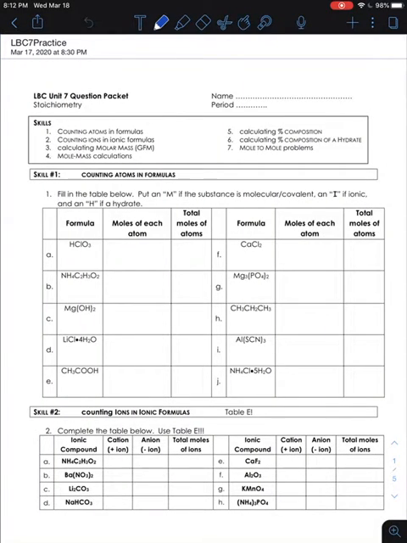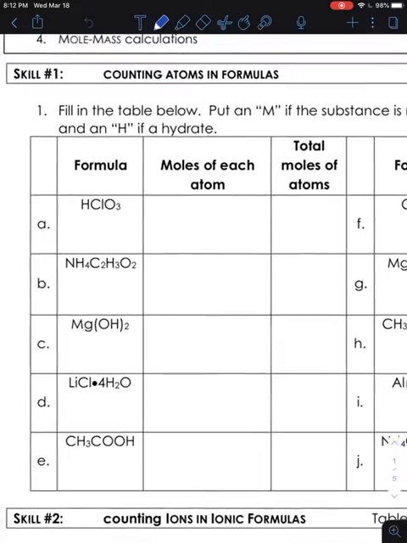All right, so let's practice a couple of these together. This video is going to go over skill 1 and skill 2, just to solidify some of the learning that you should have done in the notes. So let's blow this up a little bit.